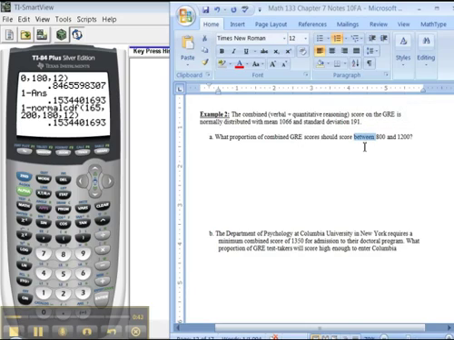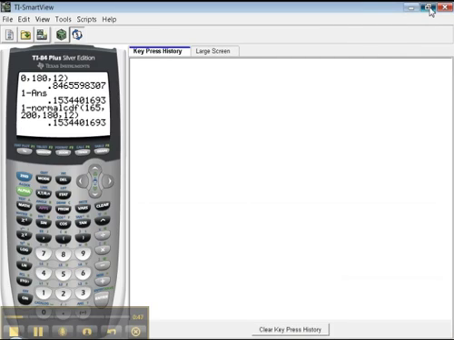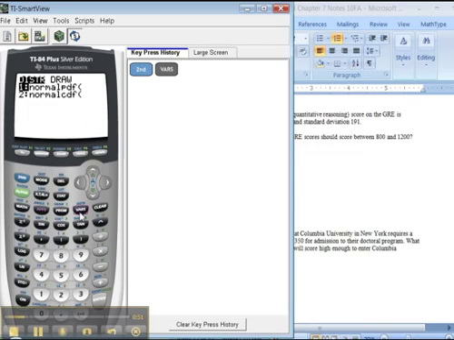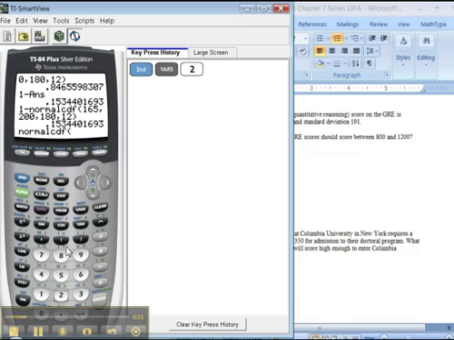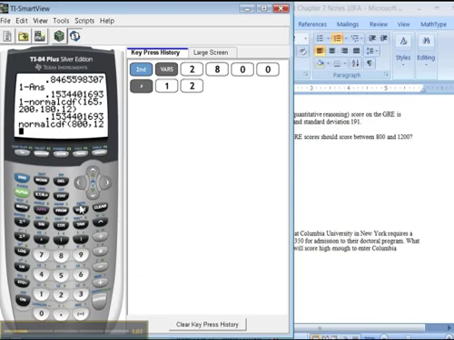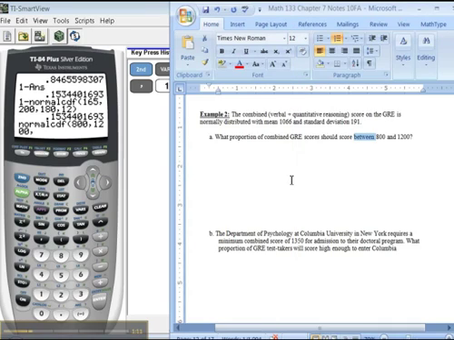See that word? Between. Well, that's the easiest kind of probability to find. What we want is normal CDF, so second distribution, number 2, and you type 800, comma, 1200, comma. Now tell it the mean and the standard deviation. If you don't, it thinks it's the standard curve, which is 0 and 1, respectively. We don't mean that at all.